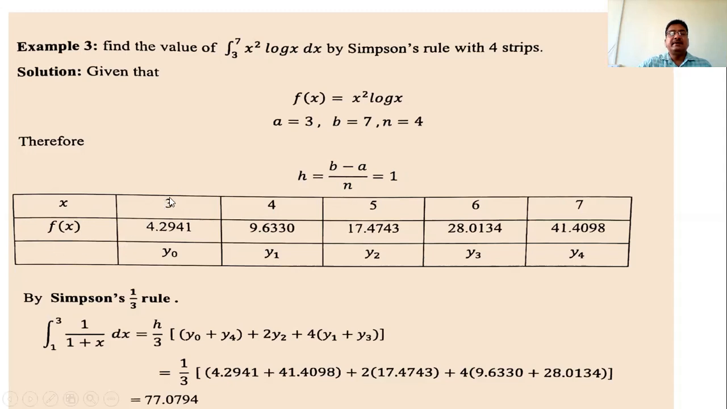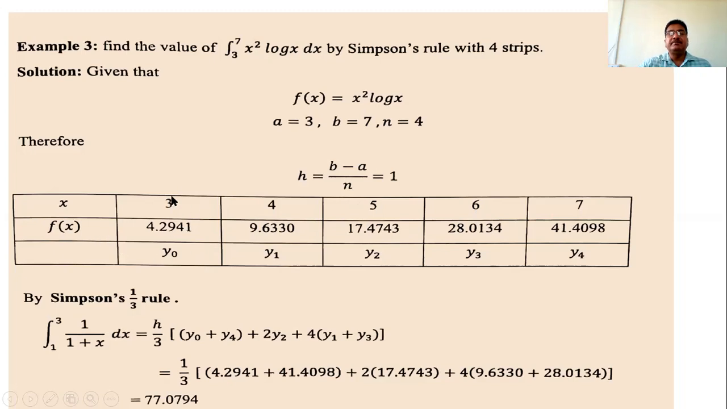And what are the values of x? Starting from 3, because the lower limit is 3, and the next value is what? By adding h to this value we get the next value, that is 3 plus 1 is 4, 4 plus 1 is 5, 5 plus 1 is 6, 6 plus 1 is 7. So these are the end points of the sub-intervals. The number of sub-intervals is 4, but the end points are 5 in number: 1, 2, 3, 4, 5.